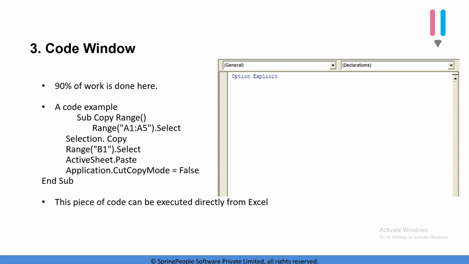So any code that you write, anything at all, you can write it here and you can execute it directly from Excel. You don't have to come into the IDE to be able to execute any of the macros that you have written. Make sure that they have been seen in the macros window when you click on view macros. That's it.